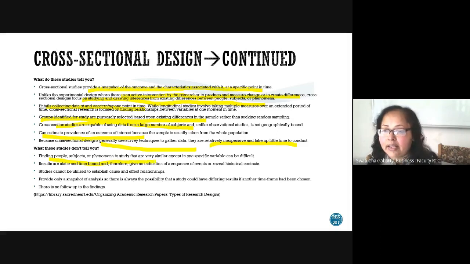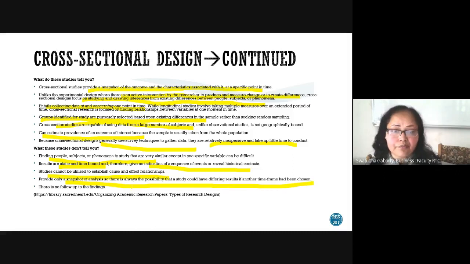What these studies do not tell us: finding people, subjects, or phenomena to study that are very similar, except in one particular specific variable, is very difficult. Results are static and time bound because we said there's no time element coming in, which gives no indication of the sequence of events or reveals the historical context. Studies cannot be utilized to establish cause and effect relationships, and it provides only a snapshot of analysis. So there is always the possibility that a study could have differing results if another time frame had been chosen. And there's no follow-up into the findings.